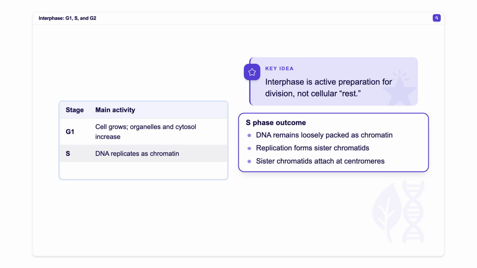The DNA is still loosely packed as chromatin, which makes it accessible for replication. After replication, each chromosome has two identical sister chromatids. These sister chromatids stay attached at a region called the centromere until they are separated later in mitosis.